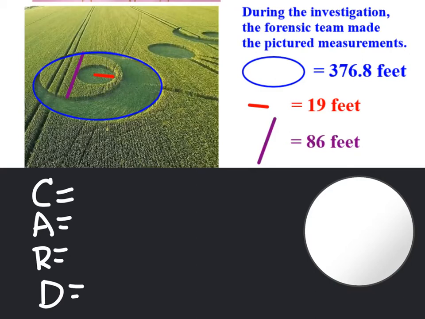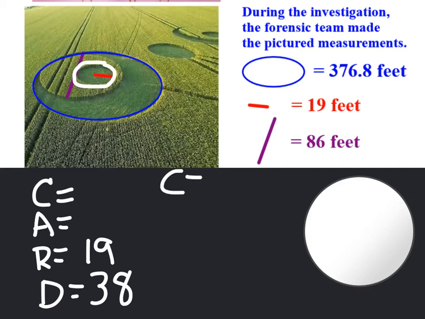Next, I'll be using the red line segment, so I'm talking about this circle. And I can tell you, I already know what it is halfway across it. That's the radius. It's 19 feet. If I want to go from a radius to a diameter, remember last time I went from diameter to radius by dividing by 2. But if I want to go from halfway across the circle to all the way across the circle, I have to multiply by 2, so the diameter is 38. Then I'm ready to find the circumference and area.